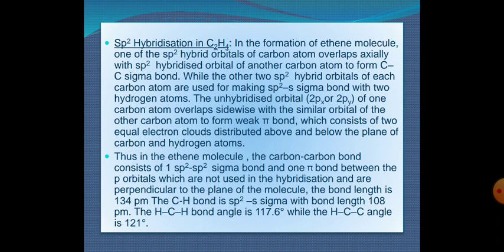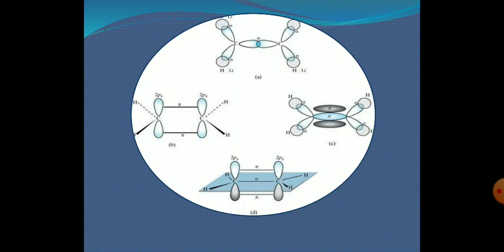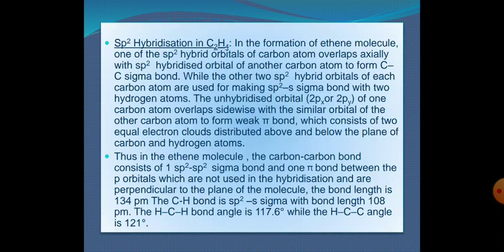Now here is the formation of the ethane molecule in diagrammatic form, and its theory we have shown in this slide. Now let us see how sp2 hybridization in C2H4 is going to take place.